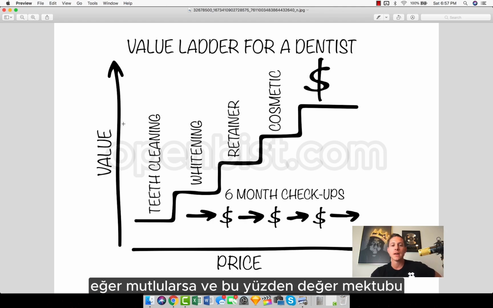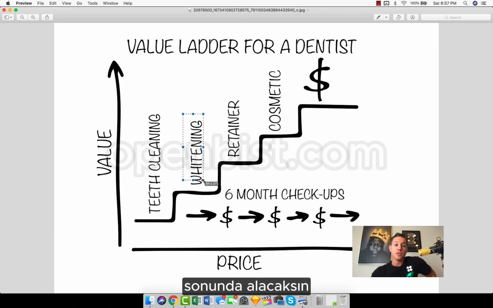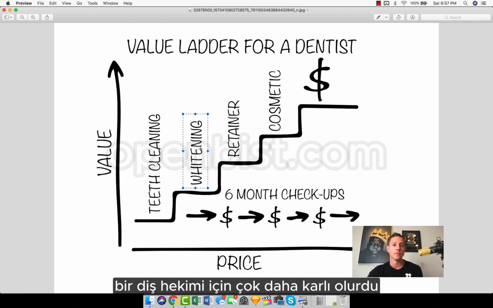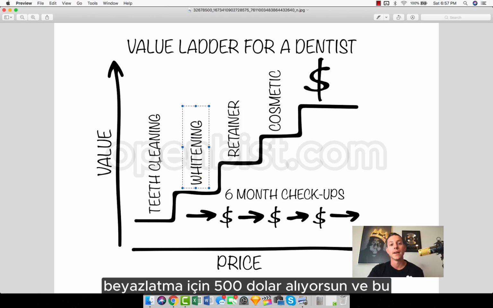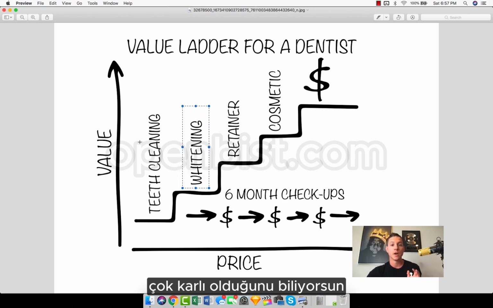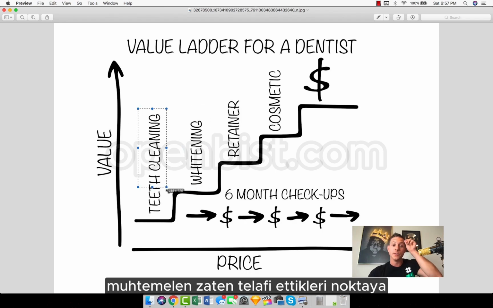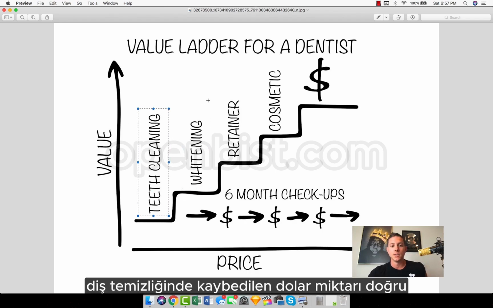And so the value ladder, how it works, guys, is even if you lose money on the teeth cleaning, eventually the person's going to get a tooth whitening, right? And a teeth whitening would be much more profitable for a dentist, because they already have that customer. They don't have to go out and find a new customer. They already have you, and you're scheduled for your next appointment by the time you leave your teeth cleaning. And then all of a sudden you're getting charged $500 for a whitening. That's very profitable, to the point where they probably already recouped the lost amount of dollars on the teeth cleaning, right?